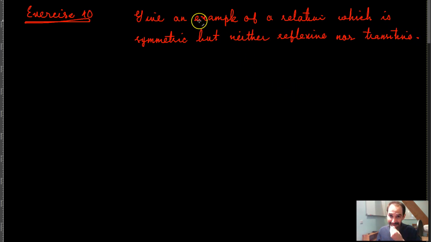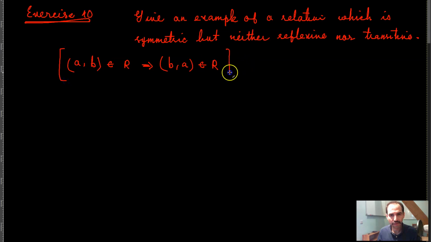So a relation that is symmetric means that if (A, B) belongs to R, that has to imply that (B, A) also belongs to R. That means that the relation is symmetric.